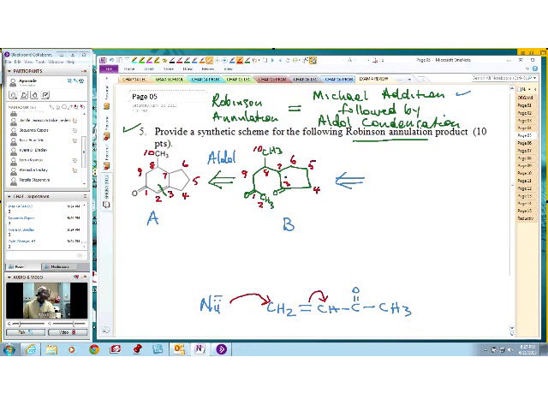So therefore, let us look at this molecule here. For your Michael addition, you need a nucleophilic carbon that will be formed from an enolate anion, and to get an enolate anion, you need an alpha carbon. Which of these carbons in this molecule will be the nucleophilic carbon for the Michael addition? Just give me the number. Number 7. Excellent.